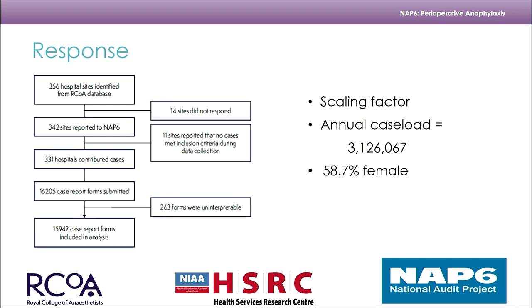Using that number, we devised a scaling factor that converted it from 2 days to a week, and then from 1 week to a year, taking into account bank holidays. And we also incorporated the number of sites that responded and also the estimated response rate at each site into the scaling factor. This gave an estimated annual caseload of just over 3.1 million cases. And of those, nearly 59% were female patients.